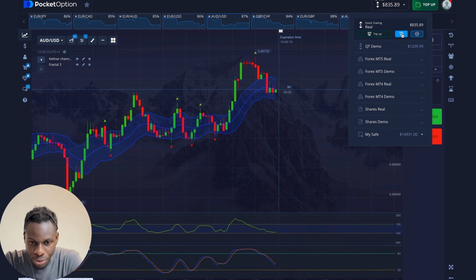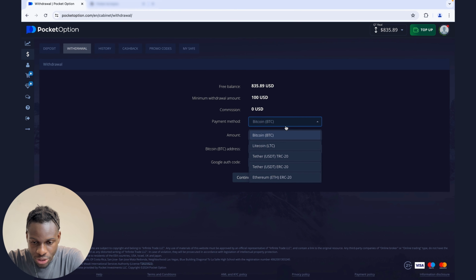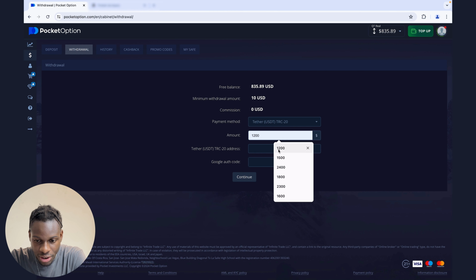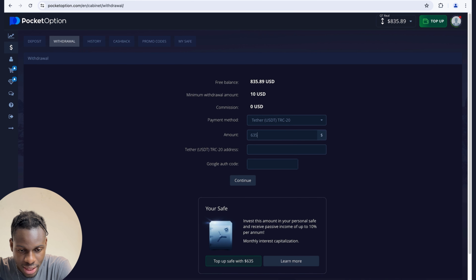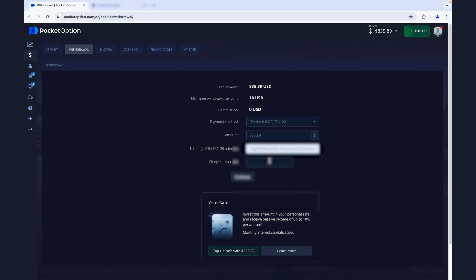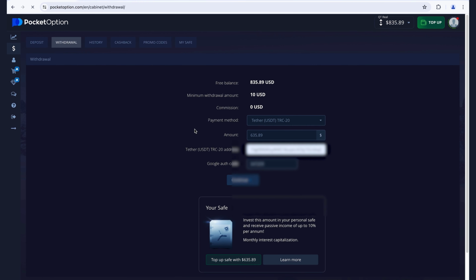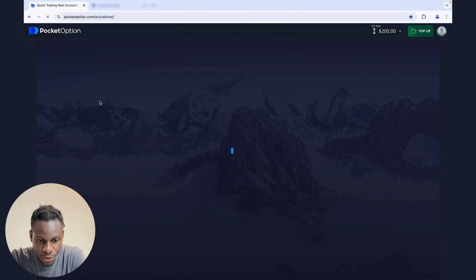Anyways, let's lock in our profits for today and go ahead to withdraw. And today we have a total profit of $635. That's pretty nice, guys. That's some pretty nice profits for today. We started from 200. Okay, guys, our withdrawal has been successful.